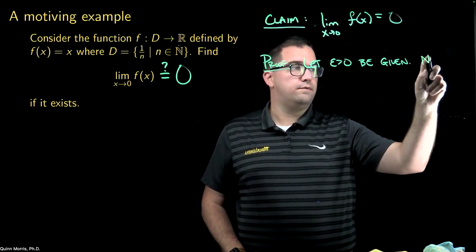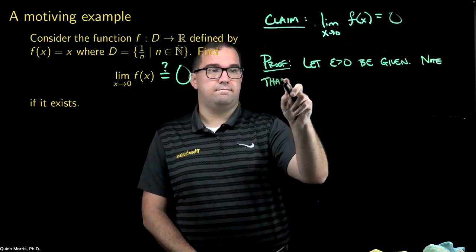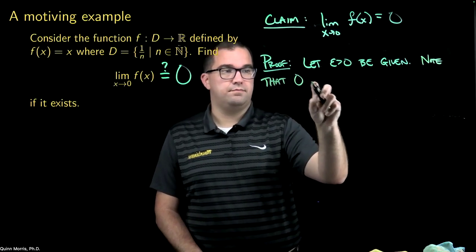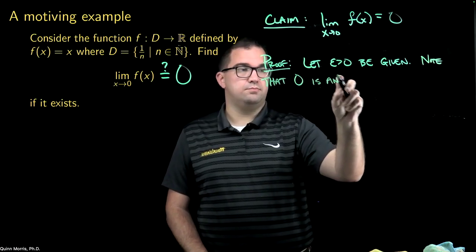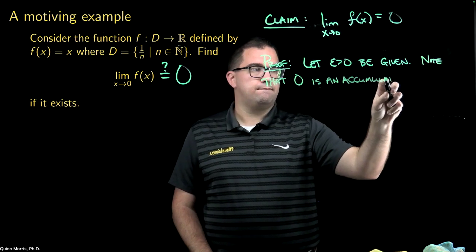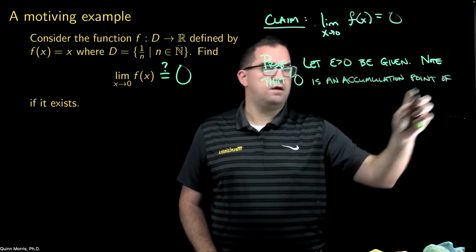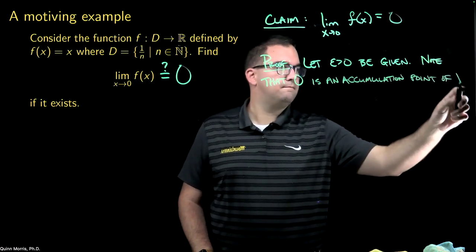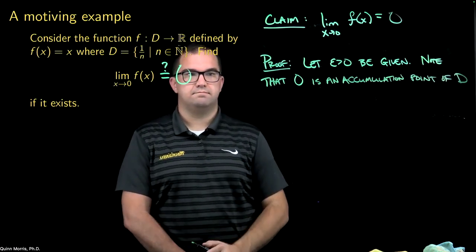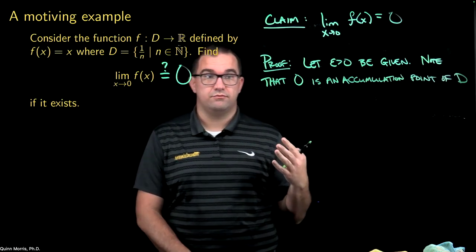First, we want to note that 0 is an accumulation point of the domain D. That means we can actually talk about the limit, right?